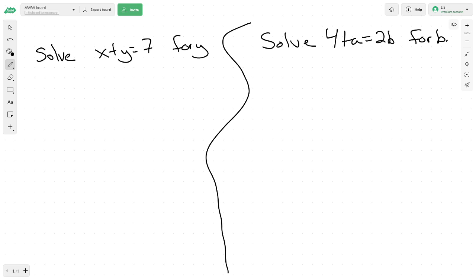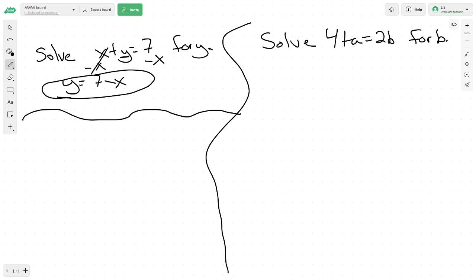So the first one is solve x plus y equals 7 for y. So all I need to do is find y and get y by itself. I'm going to subtract x from both sides, and I get y equals 7 minus x. And that's all you have to do there. I got y by itself.